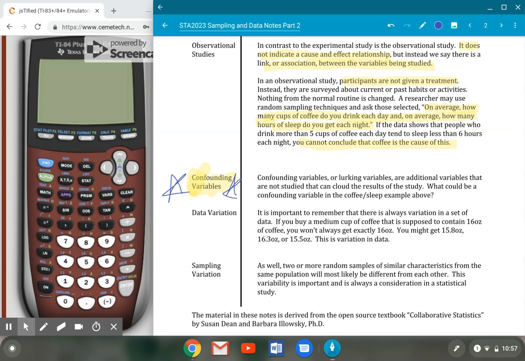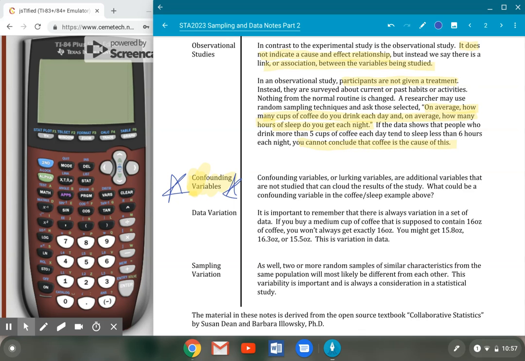Another confounding variable could be your family life. People with small children, newborn babies, tend to not sleep very much at night, and they tend to drink a lot of coffee to stay awake in the day. So that could be a confounding variable that's having an impact on both of those. That's why we can't say that coffee is the cause of those sleeping patterns. There could be a lurking variable out there that has an effect on both.